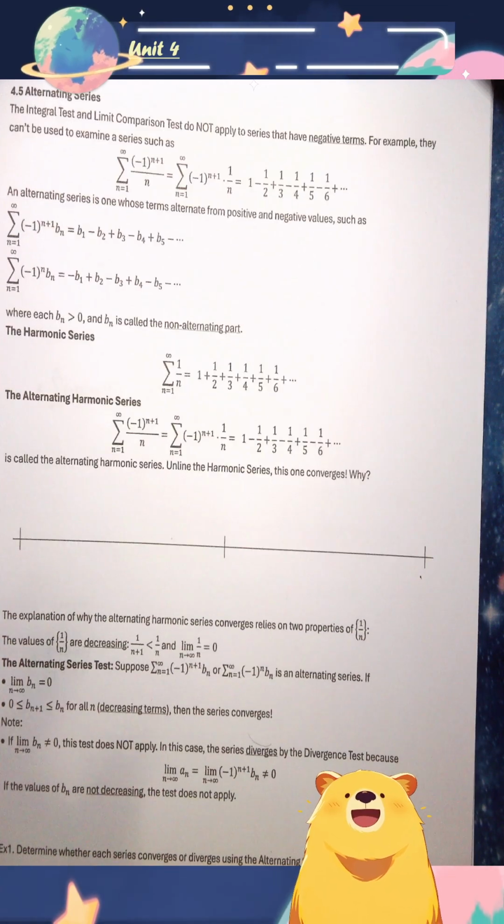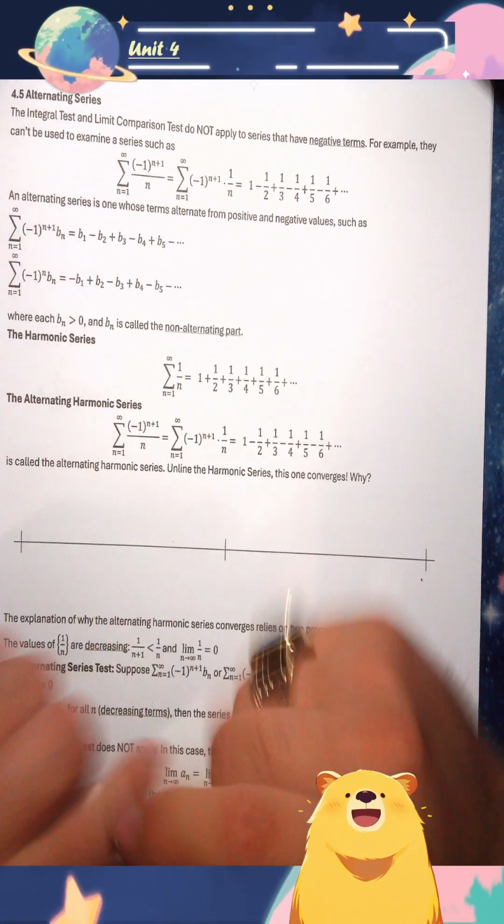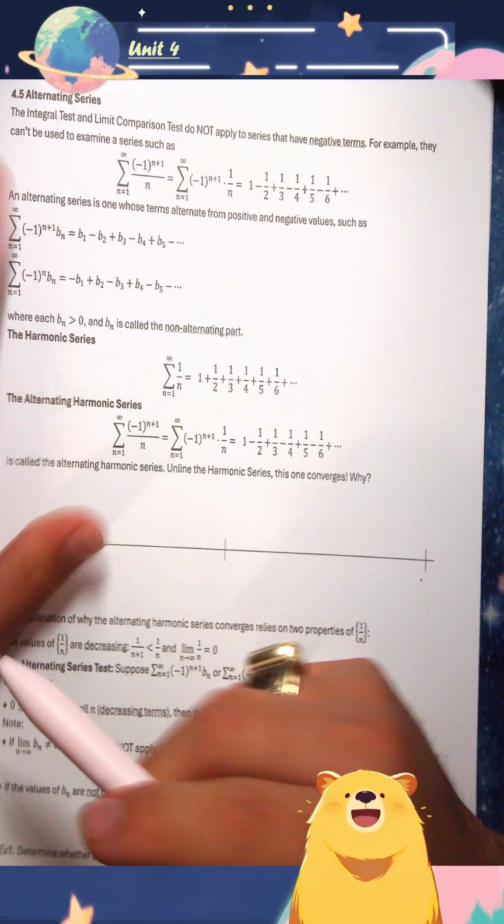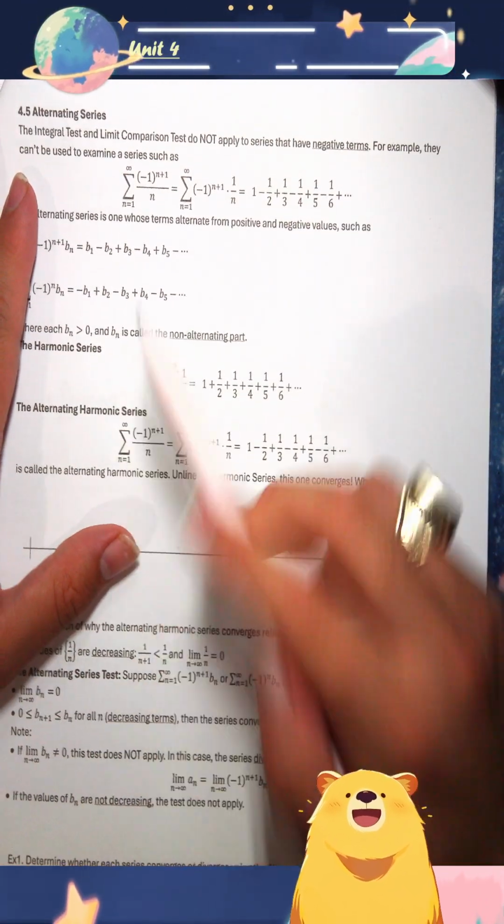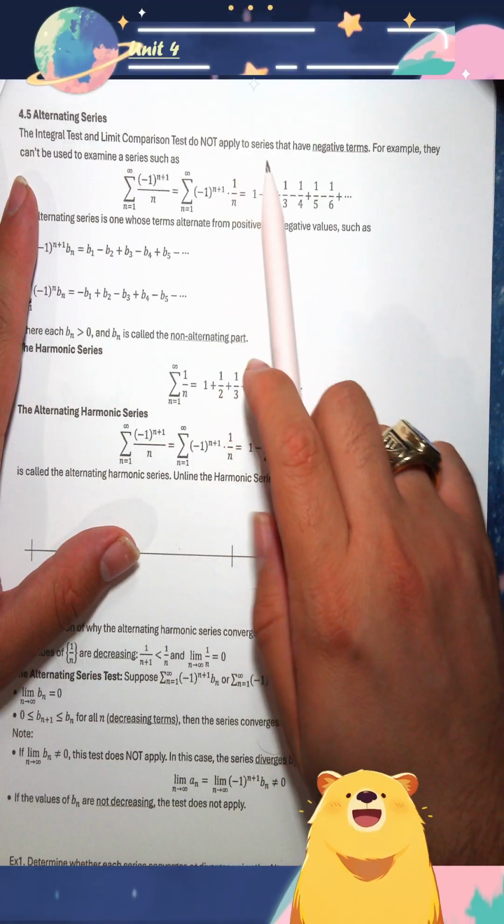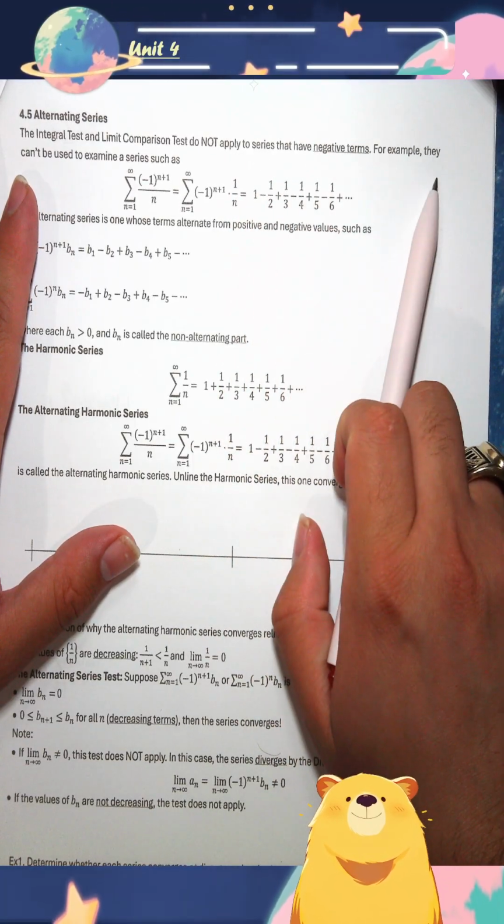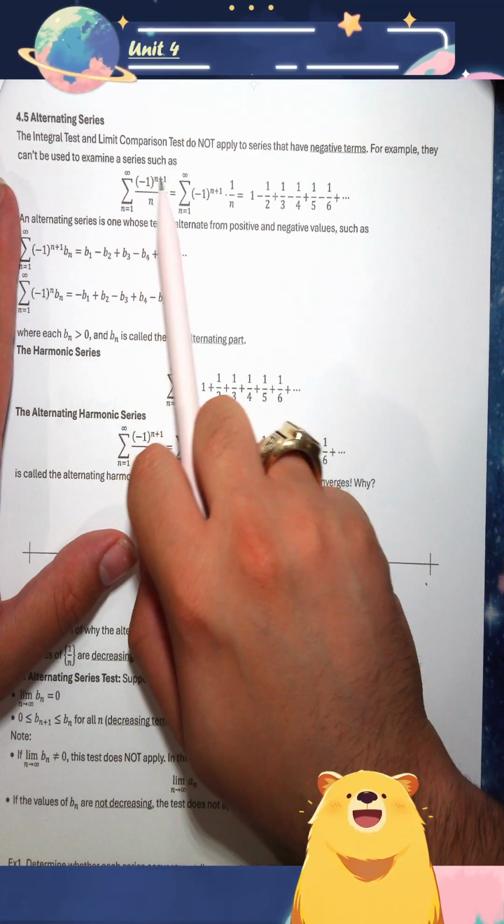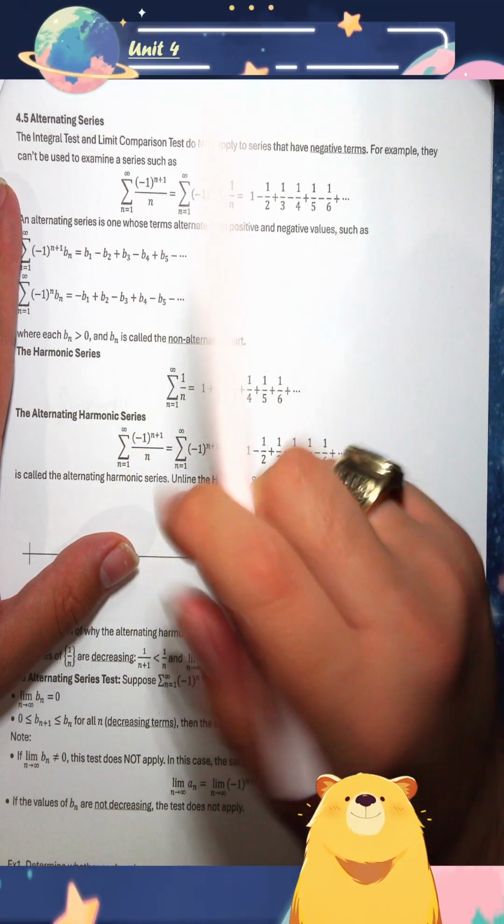And wrap up Unit 4. We're going to start off with alternating series. Let's go. The integral test and limit comparison test do not apply to series that have negative terms. For example, they can't be used in a common series such as this one below.